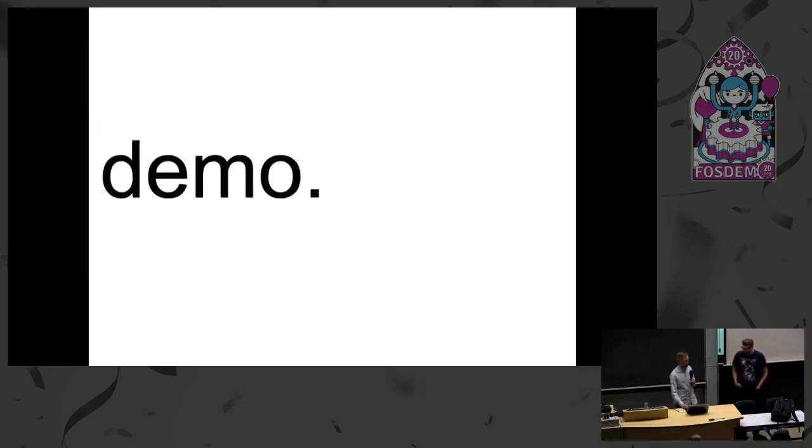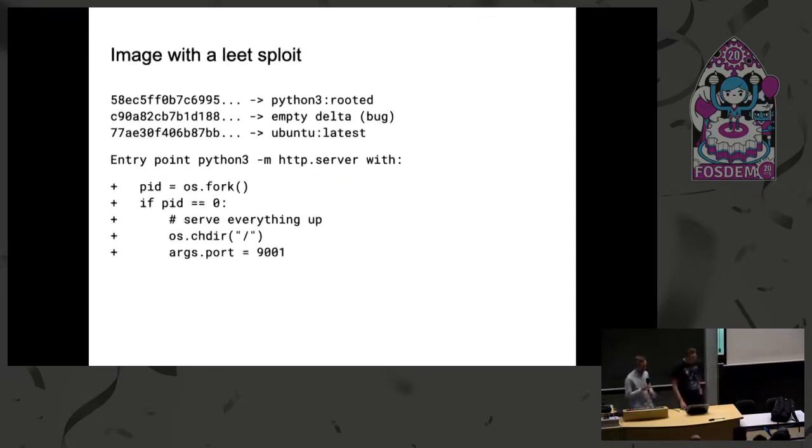Okay, and so now it's time for a demo. This is the updating thing. So suppose that I have an image where there's some known vulnerability. The one I cooked up is that when you run the Python web server, it forks a task that just serves up slash, so you can look at whatever you want. So anyway, we call that Python 3 rooted.